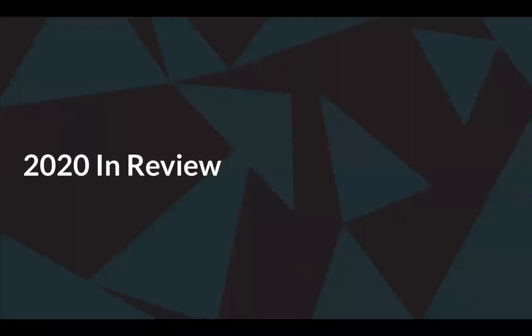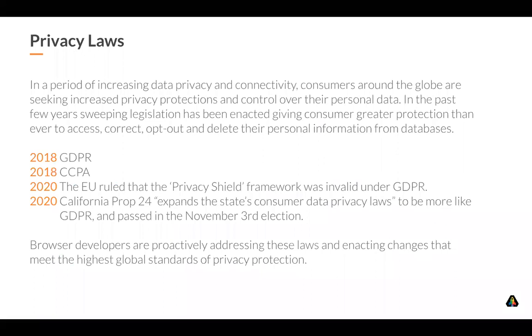So, 2020 in review. Privacy laws are definitely coming to the forefront. In 2018, GDPR was passed, and so was CCPA. GDPR got implemented for enforcement last year. This year saw the CCPA implemented on January 1st. It became effective, and became enforceable on July 1st.